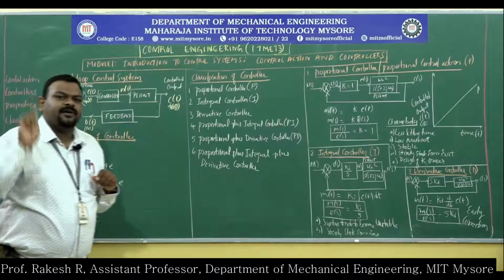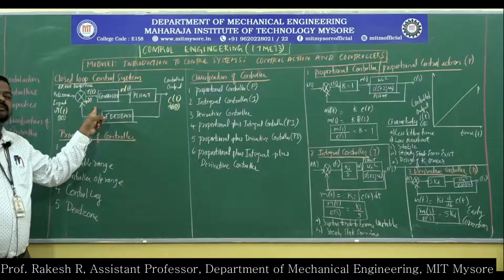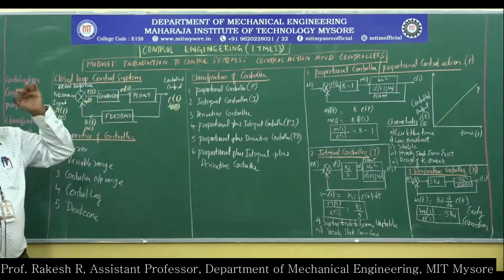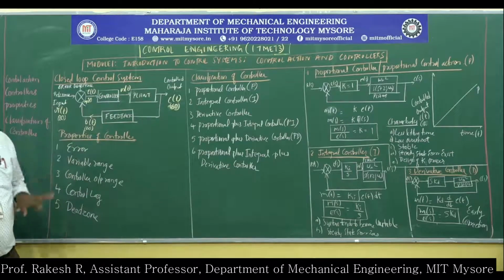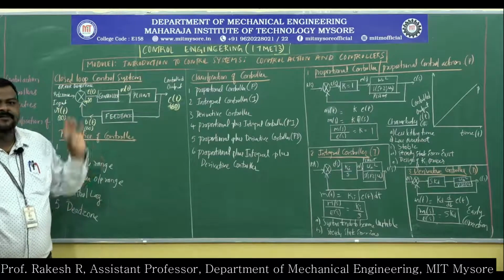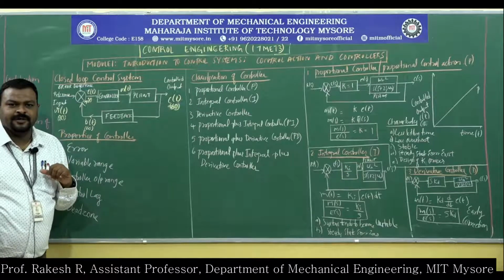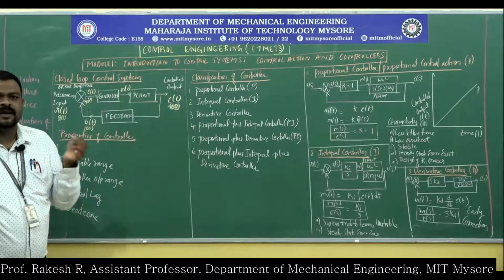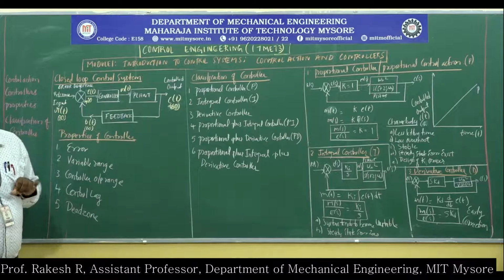I can accelerate or I can apply brake. In this case, I need to accelerate. I need to increase the speed. In some cases, I need to decrease the speed. In some cases, I need to maintain 80 km per hour. So these are the different types of conditions encountered in a controller. So we need to set up an action. That action is nothing but a control action.